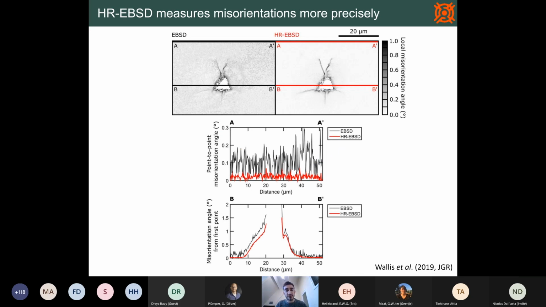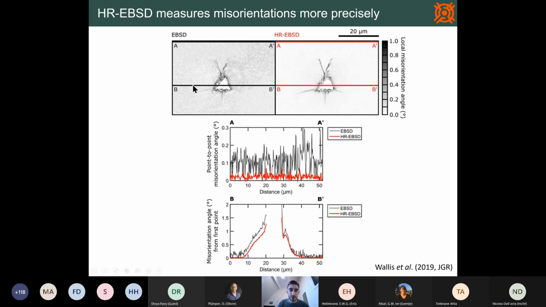So one of the key advantages is that it can measure misorientations, the distortion of the crystal, much more precisely than ordinary EBSD. So here's a nano indent in an olivine crystal, and this plot is the point-to-point misorientations between pixels along this top line in the undeformed crystal away from the indent. So this is basically showing us the noise in the measurement. For normal EBSD, it's on the order of 0.1 degrees, and for the HR processing, it's dropped by about an order of magnitude.